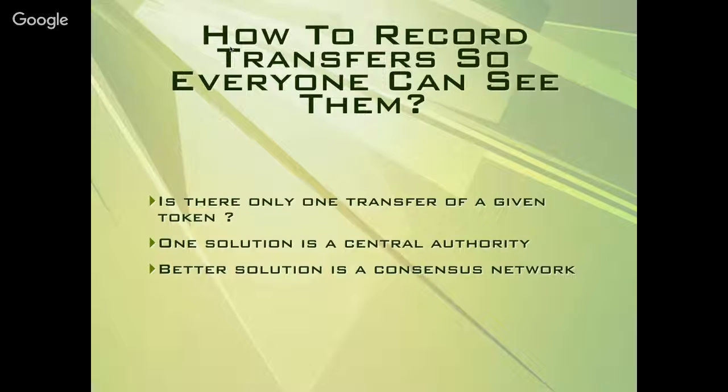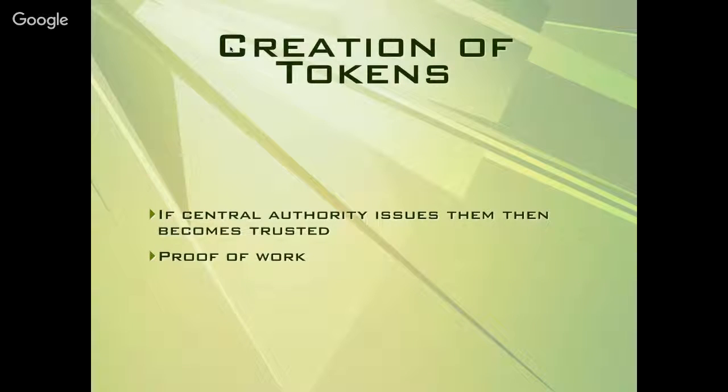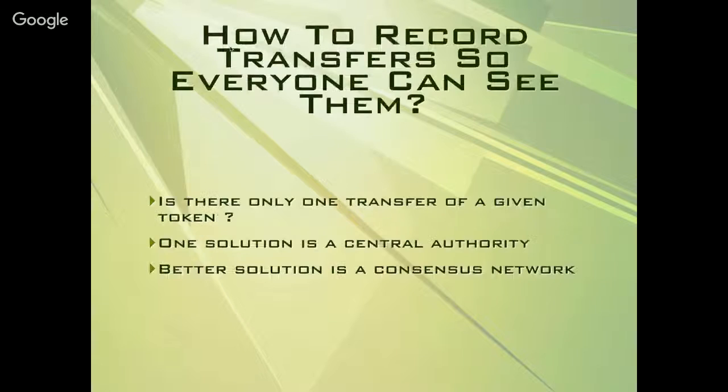One of the objectives of Bitcoin was to have some way to exchange these digital tokens which was beyond the reach of any government. So how do you do that? Well, one solution is a consensus network. Basically, we have a network of nodes that maintain a list.